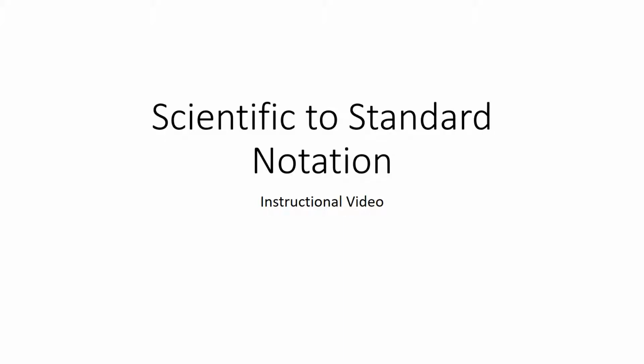This is an instructional video on changing numbers from scientific to standard notation. So going from scientific to standard notation is just the exact opposite of moving from standard to scientific. Remember, in scientific notation, we have an exponent, and the exponent tells us how many times to move the decimal.